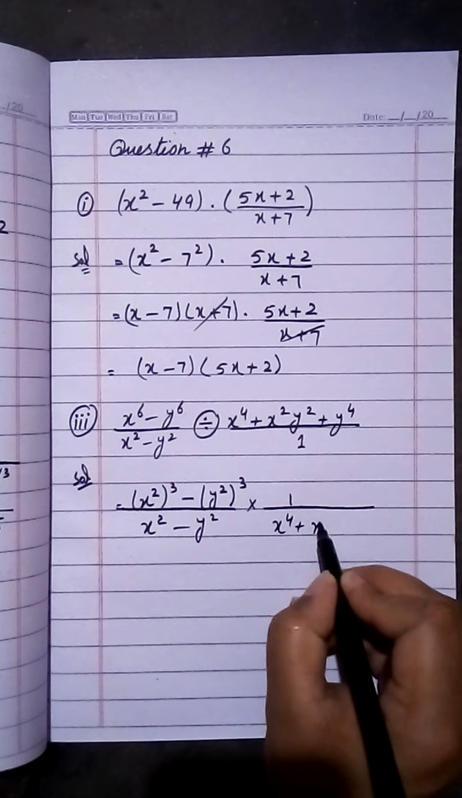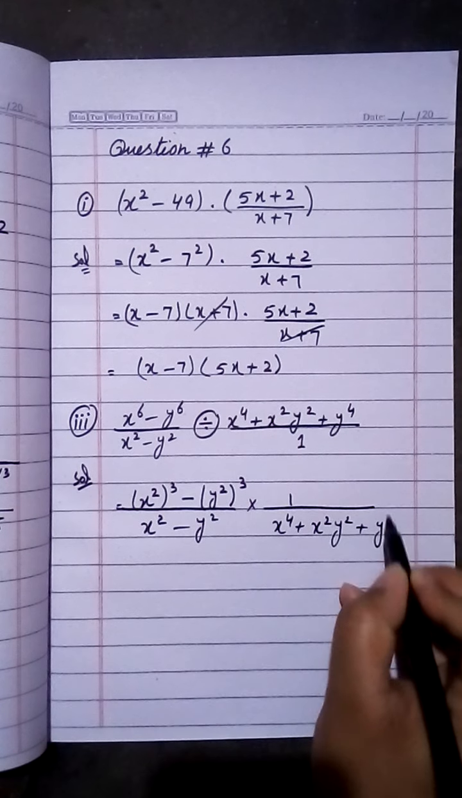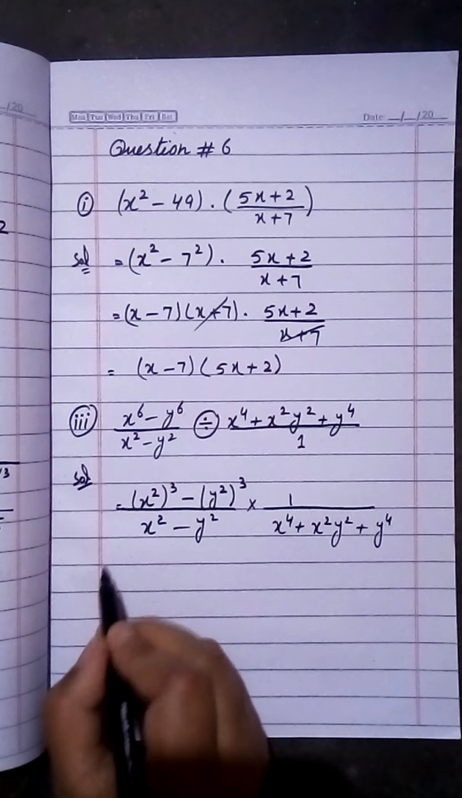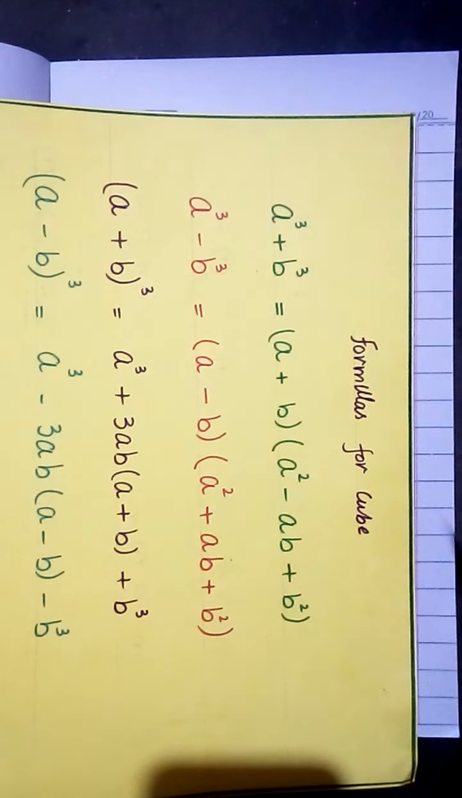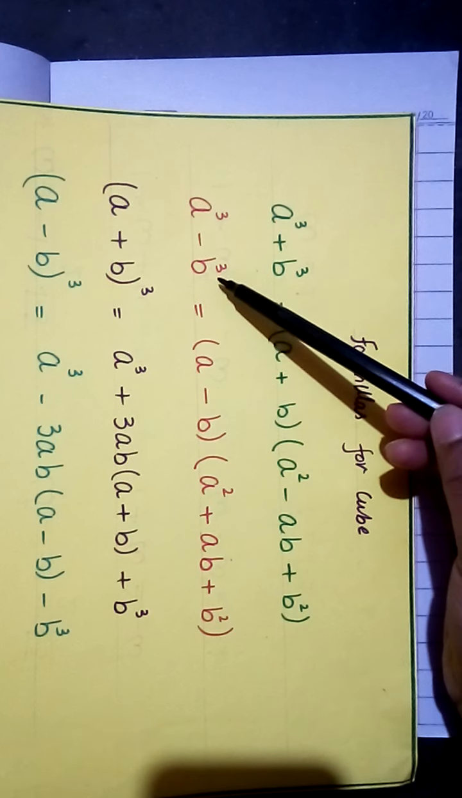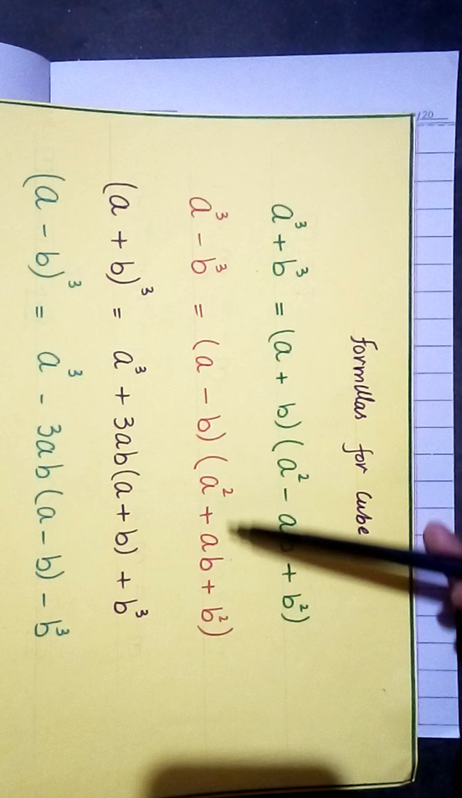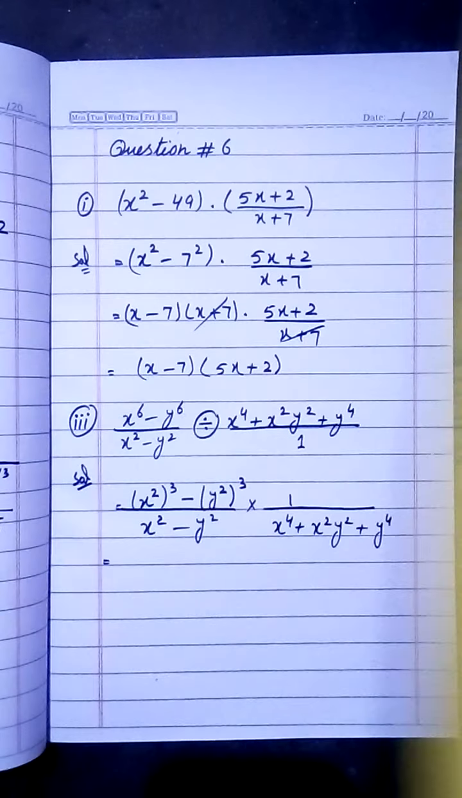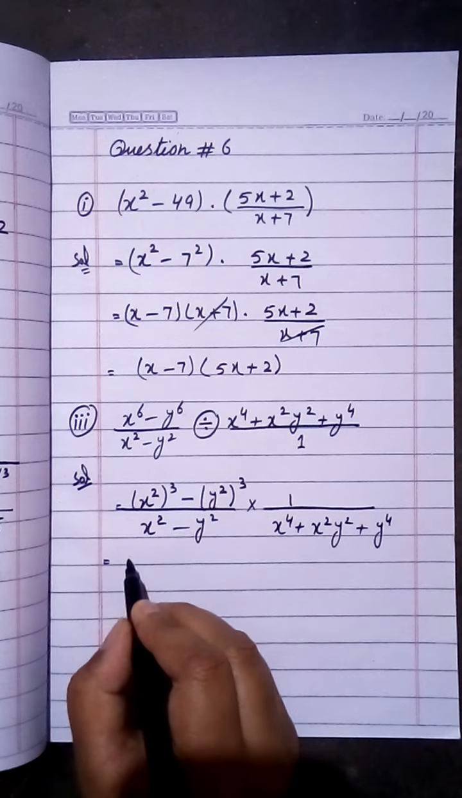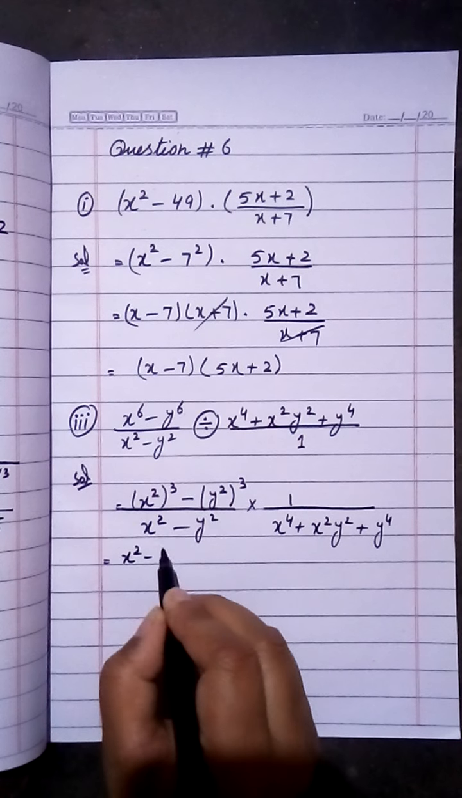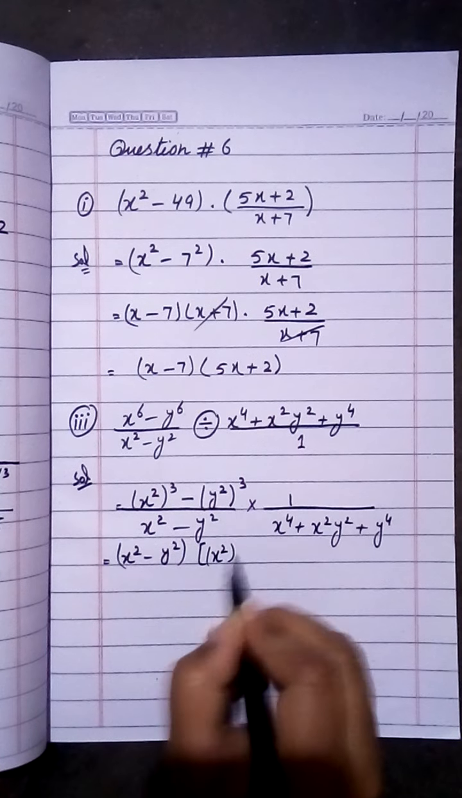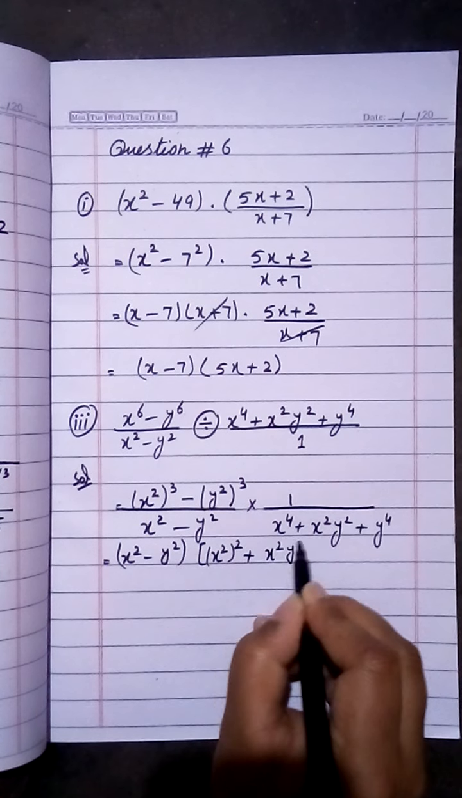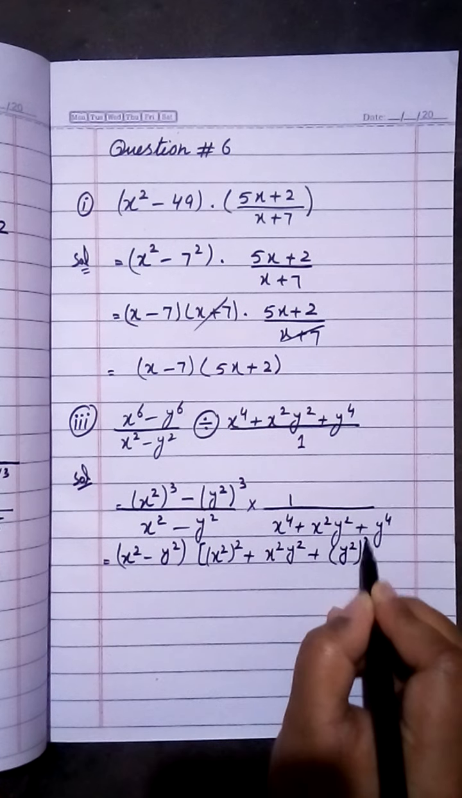x raised to power 4 plus x square y square plus y raised to power 4. Now you have to apply the cube formula here. Let's see the cube formula. That is the difference of cubes. So you have to apply the second formula: a cube minus b cube equals a minus b into a square plus ab plus b square. So apply this. You can write here x square minus y square into x square whole square plus x square y square plus y square whole square. Close the bracket.